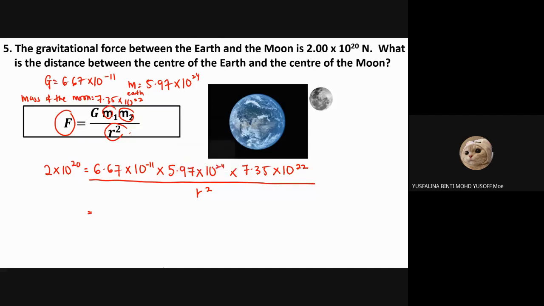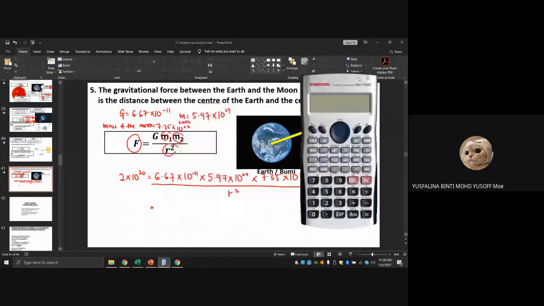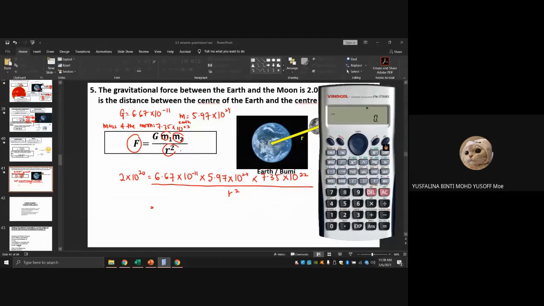So let's see whether it's correct or not. You just multiply 6.67 exponent negative 11 times 5.97 exponent 24 times 7.35 exponent 22. Right? So this one is divide. When you move it over here, it becomes multiply, and the one here becomes divide. So it is divided by 2 exponent 20.